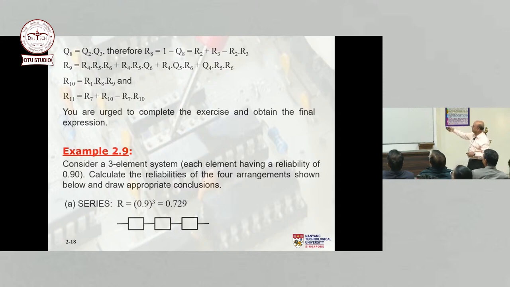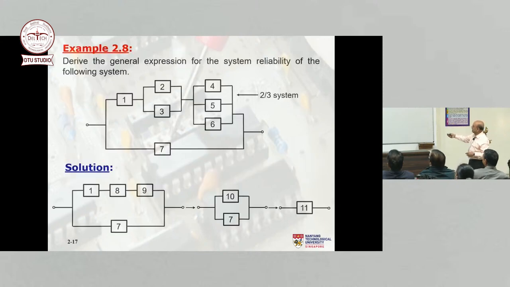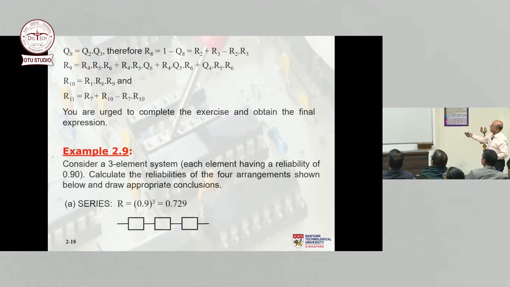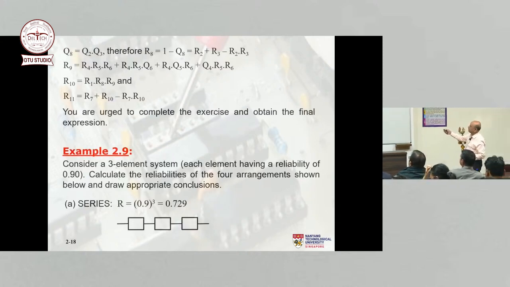Then R9, let's go back here. Component 9 is this one, 2 by 3 system. And there are 3 components there, 4, 5, 6. So it'll be R4, R5, R6 plus R4, R5, Q6 plus R4, R6, Q5, and so on and so forth, right? Just the way that we saw a little while ago. So that's what I have done here. R9 is given by these 4 expressions.